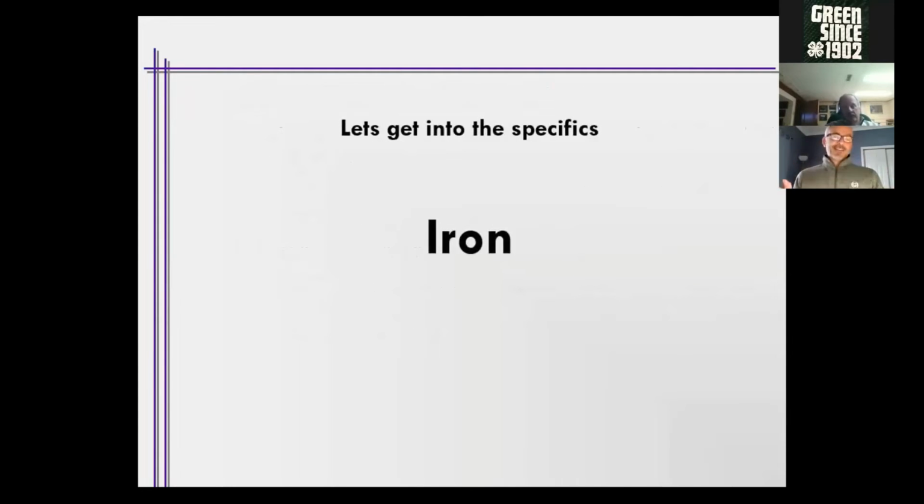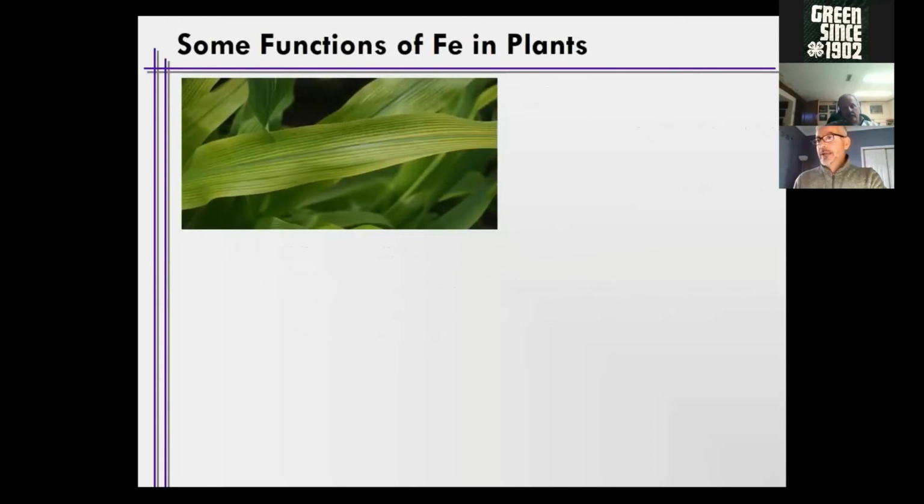So with all of that said, let's get into some specifics and let's talk about iron specifically. And so when you see iron deficiencies, they look like this, right? And so, Dave, you're the only person I can see on my screen, so I'm going to pick on you. What does this tell you about one of the functions of iron in plants? Might have something to do with chlorophyll. Yeah, exactly. Thank you. That was like a little softball lob to you, and you just cracked it out of the park, Dave. Chlorophyll. Iron plays a major role in chlorophyll synthesis.